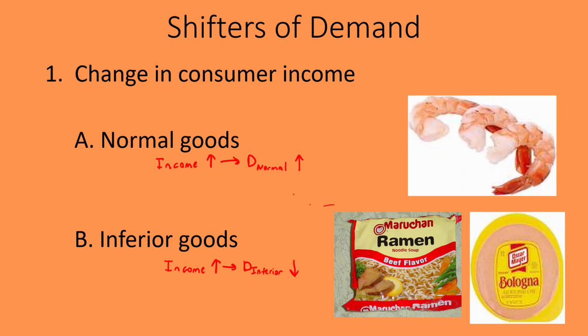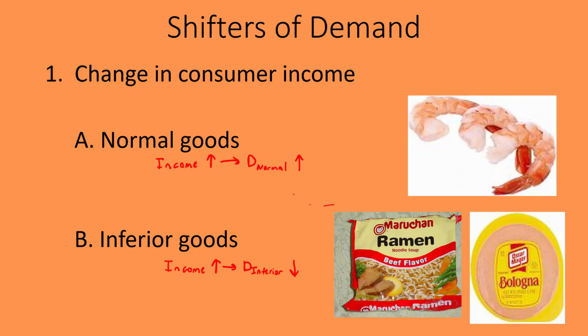So as my income has gone up, my demand for these inferior goods like ramen noodles and bologna has gone down. Now, if I were to lose my job and go back to making what I made in graduate school, then I'd have to start eating ghetto spaghetti again. So if my income were to go down, then my demand for those inferior goods would go up or increase. So when it comes to a change in consumer income, there's two types of goods.